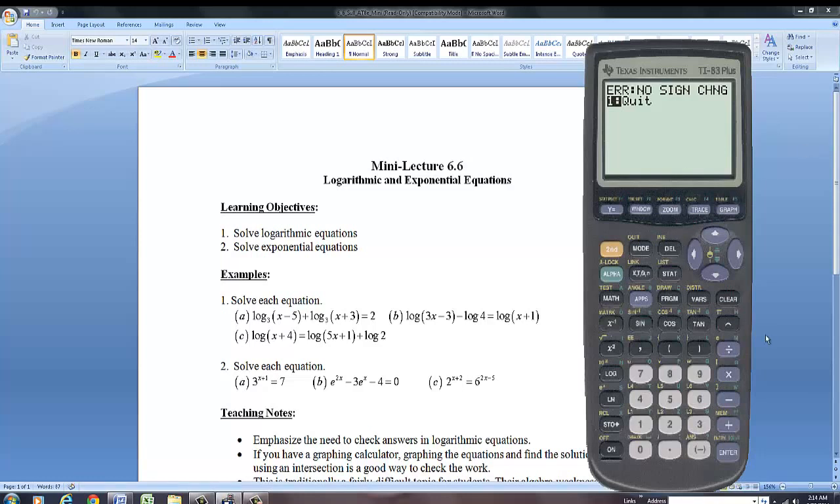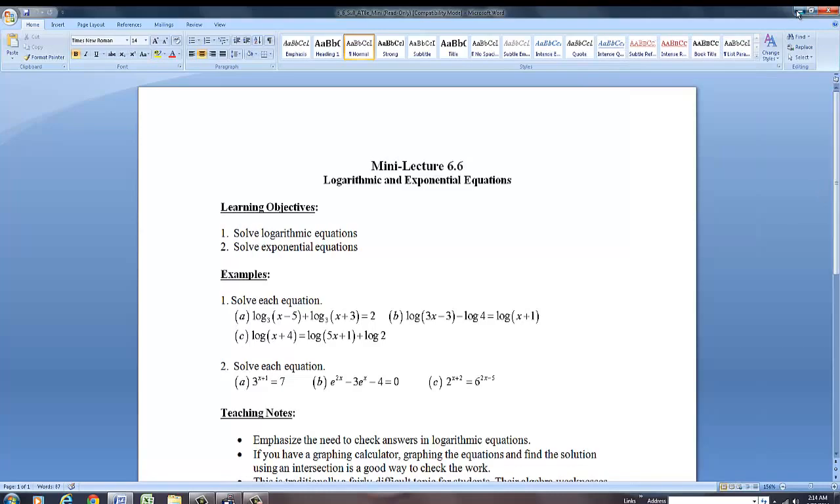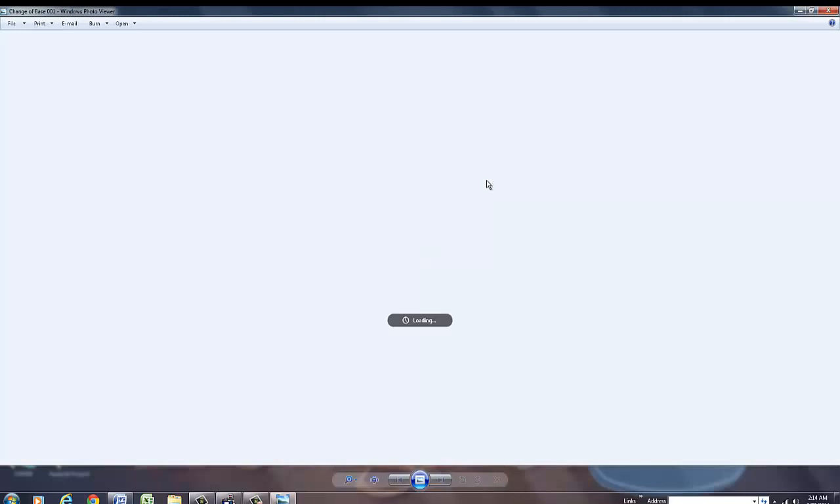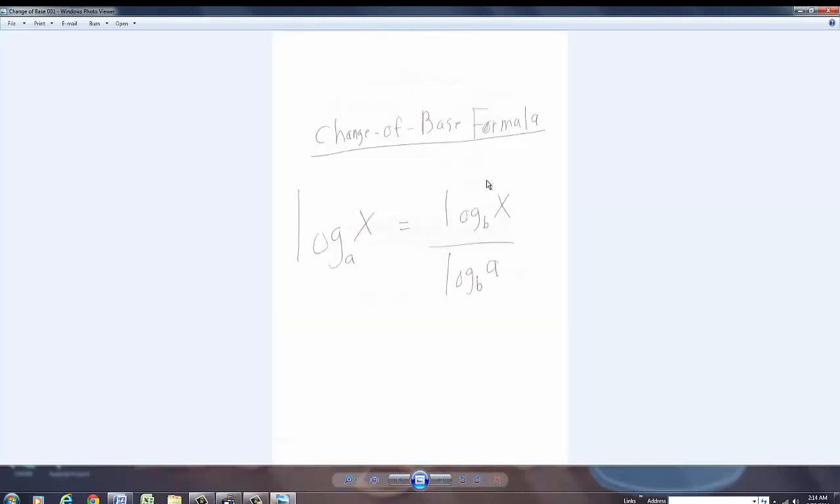Okay, now clear this. Now the first one then has the log to base 3. So let me show you what to do for this one. I'm going to have to use what is called the change of base formula. This is your change of base formula.